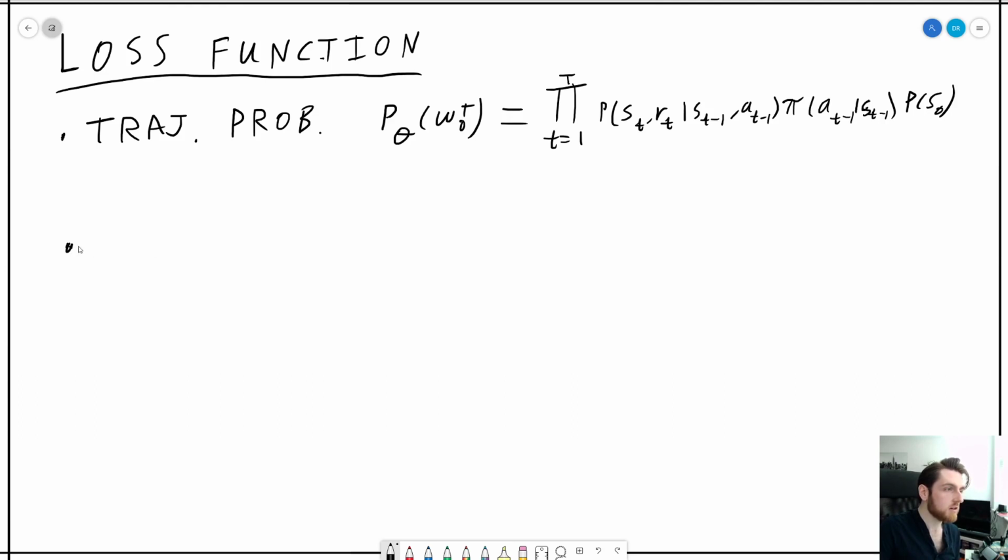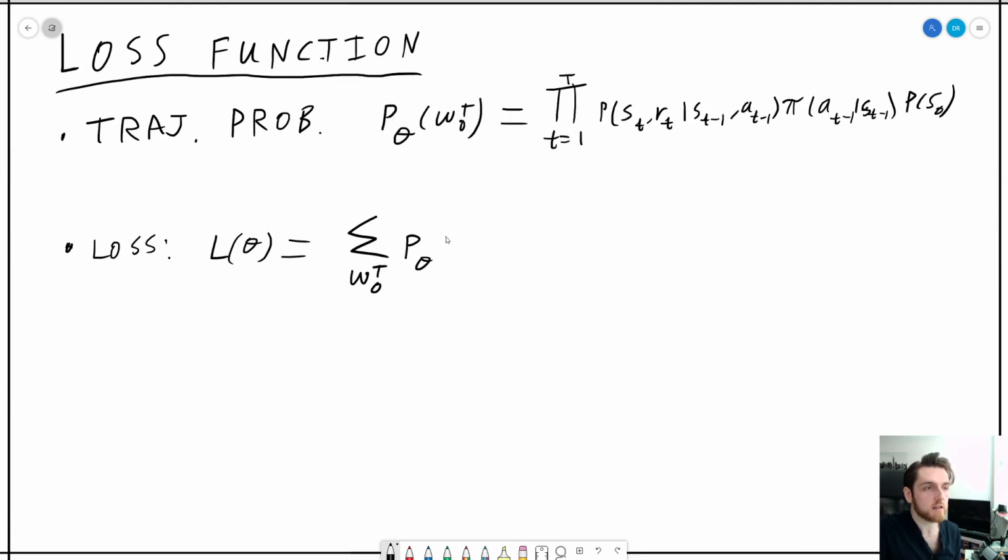Then the loss is simply, well, the loss maybe isn't an appropriate word for it in this situation, since we're trying to maximize it. The loss L theta is the average return over all trajectories under this policy. And since we are trying to maximize this, we'll use gradient ascent rather than gradient descent.